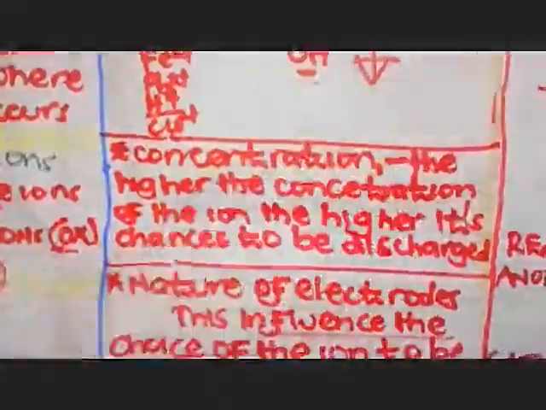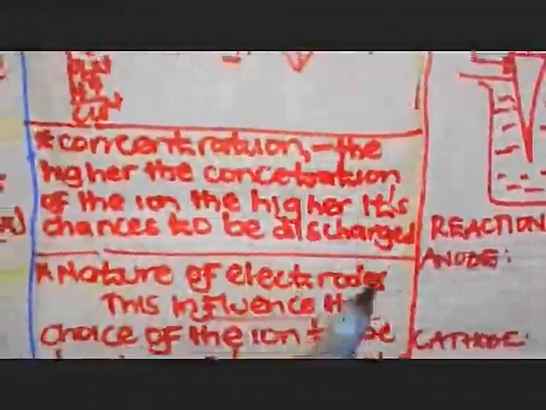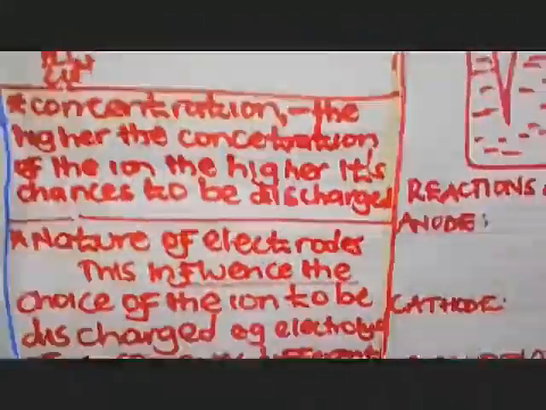Remember, by discharging we mean migrating to a particular terminal. The terminal can be positive, that is the anode, or negative, that is the cathode. Don't forget that at the cathode we take the positive ions, the cations, and at the anode we take the negative ions, the anions. At the anode there is oxidation, and at the cathode there is reduction. Oxidation is losing electrons, and reduction is gaining electrons.